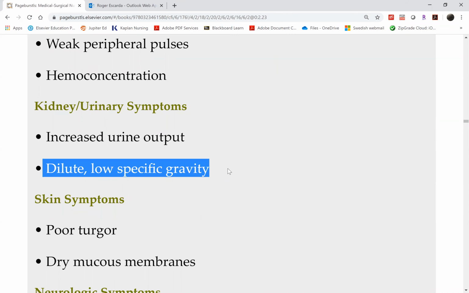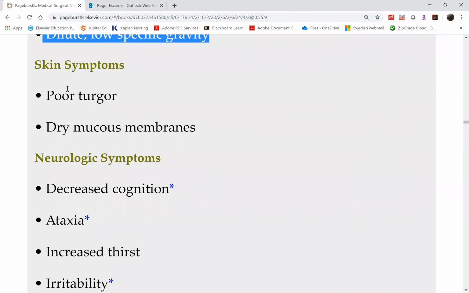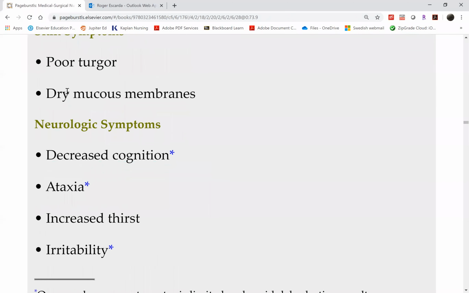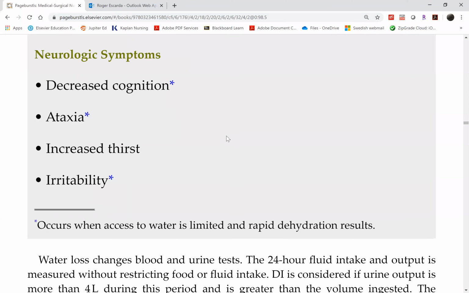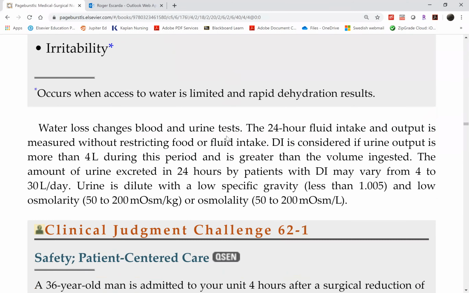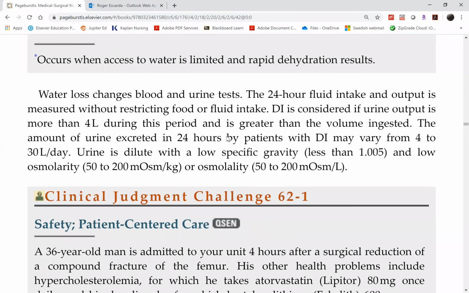And because you're making so much urine in a little amount of time, the kidneys are unable to concentrate the urine, resulting in a very low specific gravity. But again, if you look at all the other symptoms, they all point towards decreased fluid volume, decreased perfusion, decreased fluid volume overall, decreased preload.